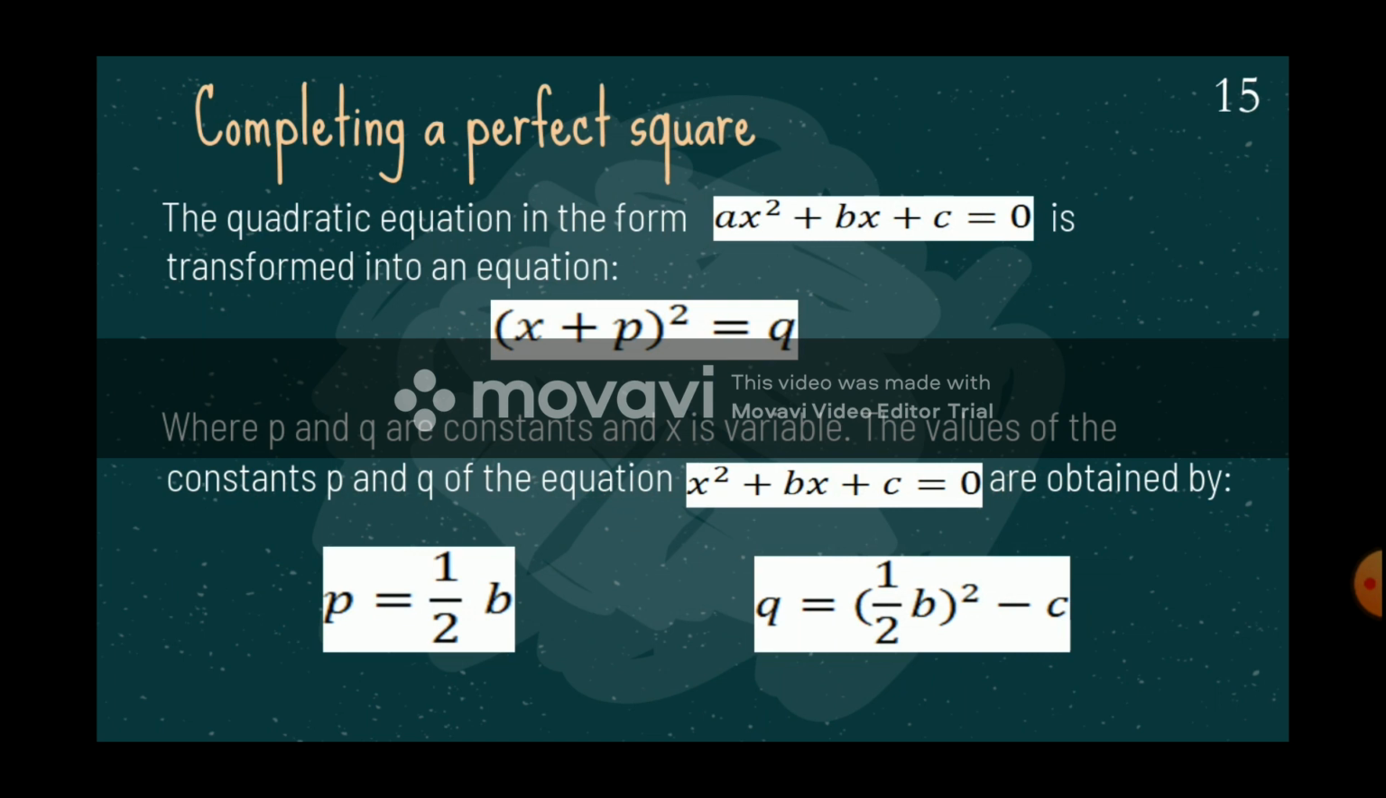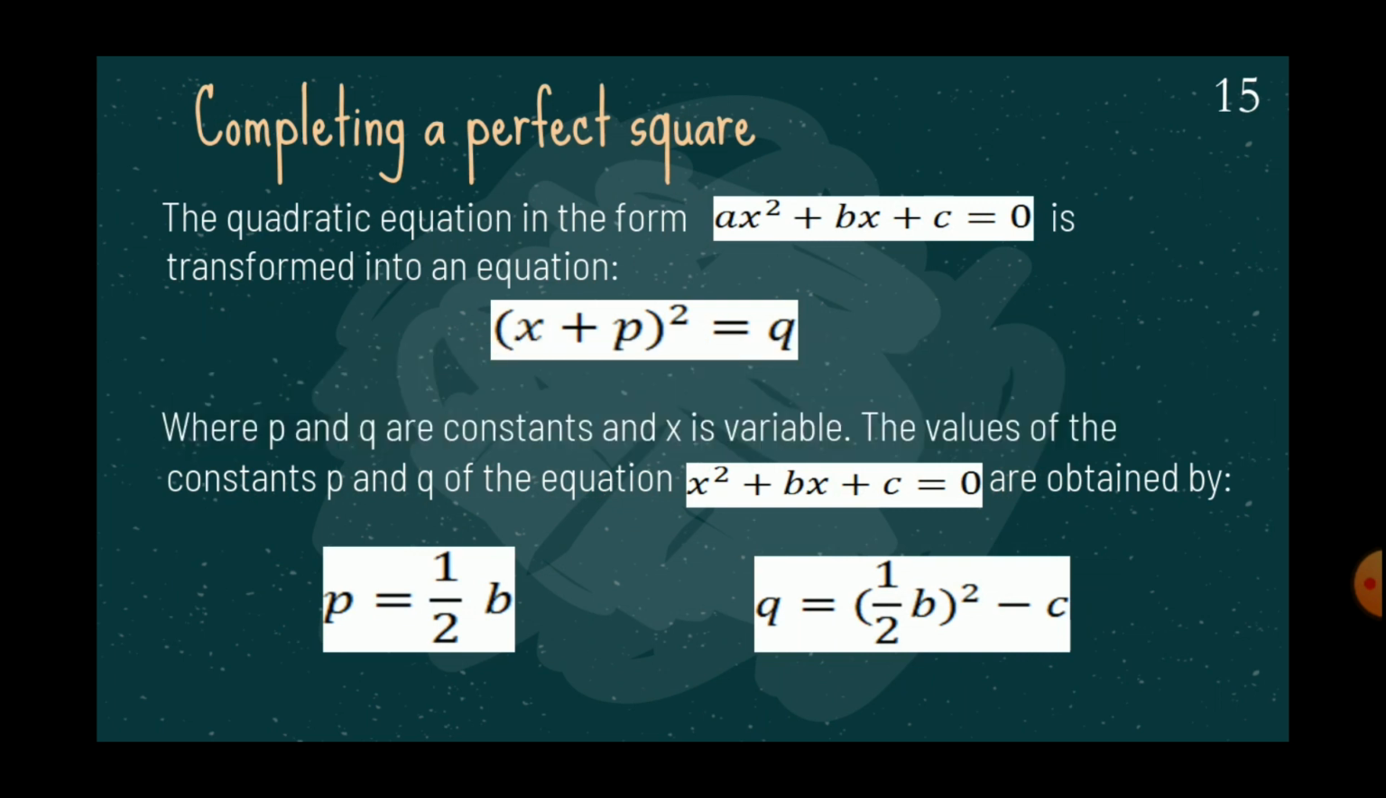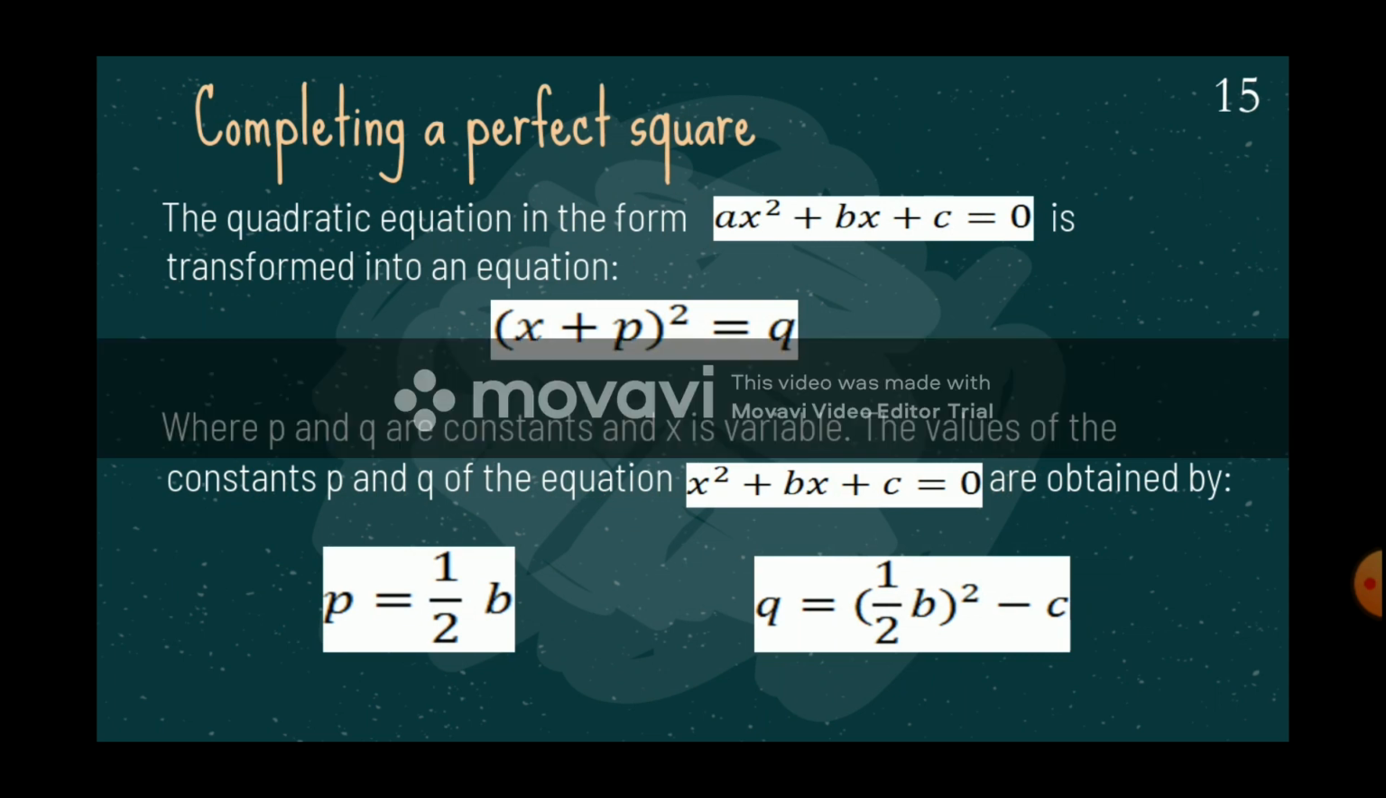The values of the constants p and q for the equation x squared plus bx plus c equals 0 are obtained by p equals half b, and q equals (half b) squared minus c.